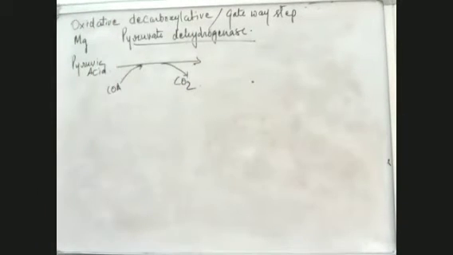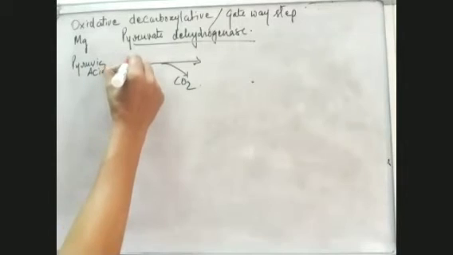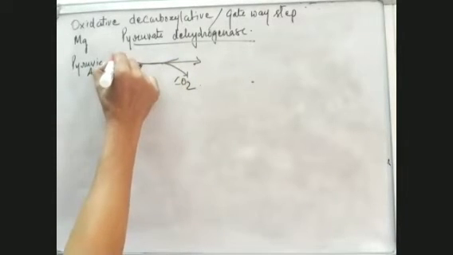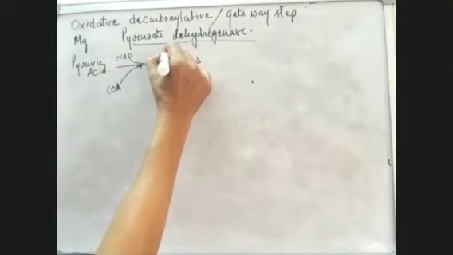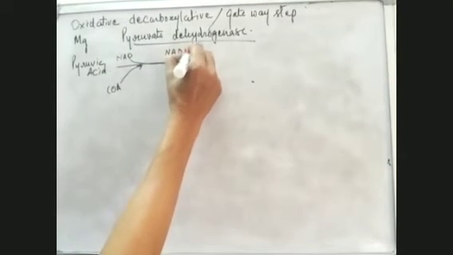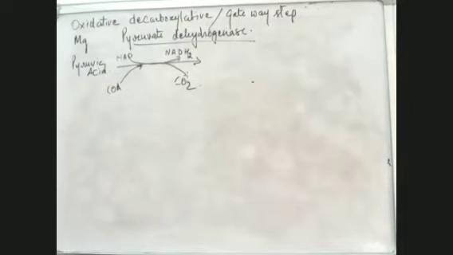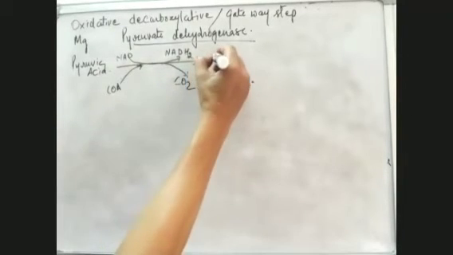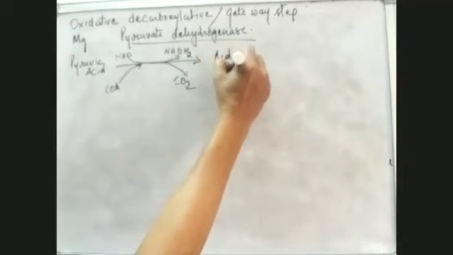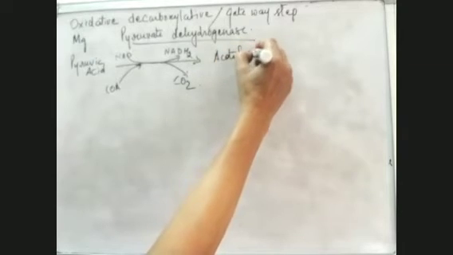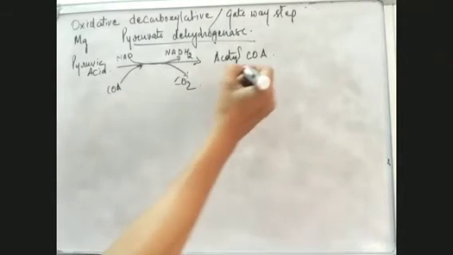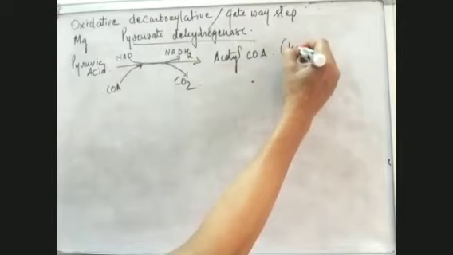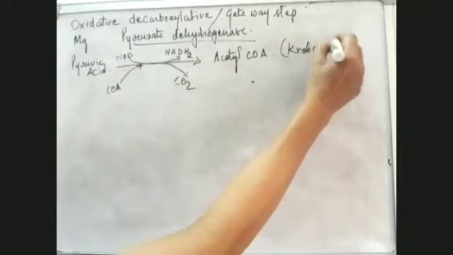Decarboxylation. So CO2 is removed, and along with this, what is formed is NADH2. NAD gets converted into NADH2. This is converted into this, and finally results in the synthesis of acetyl coenzyme A. Acetyl coenzyme A is formed. Now this acetyl coenzyme A enters the Krebs cycle.